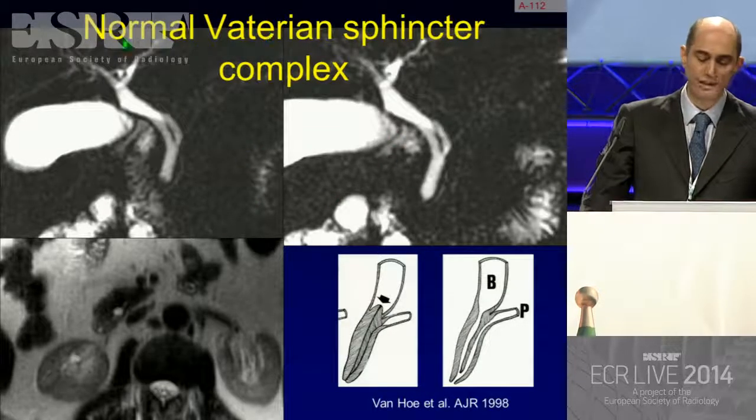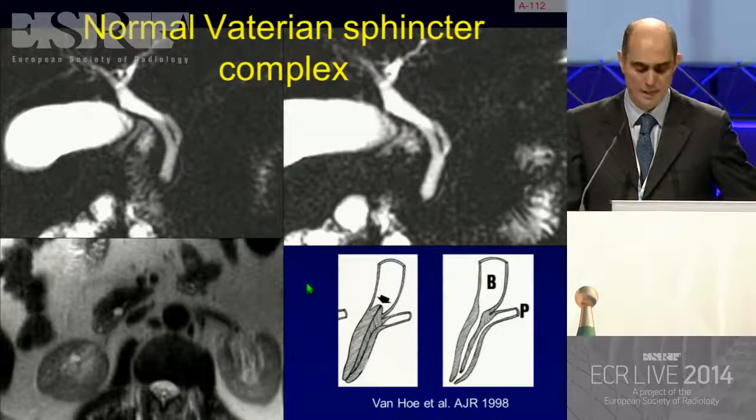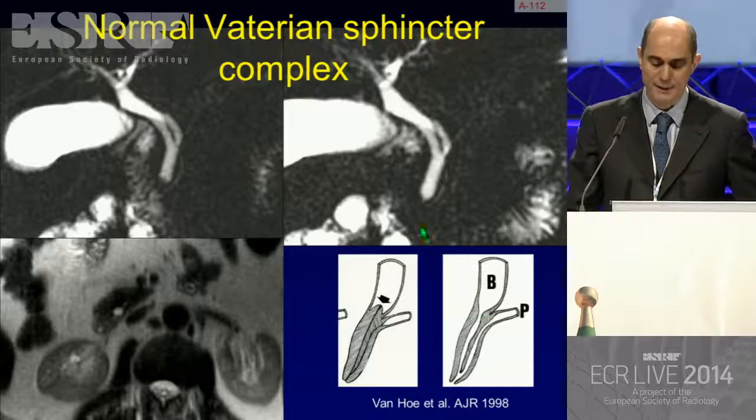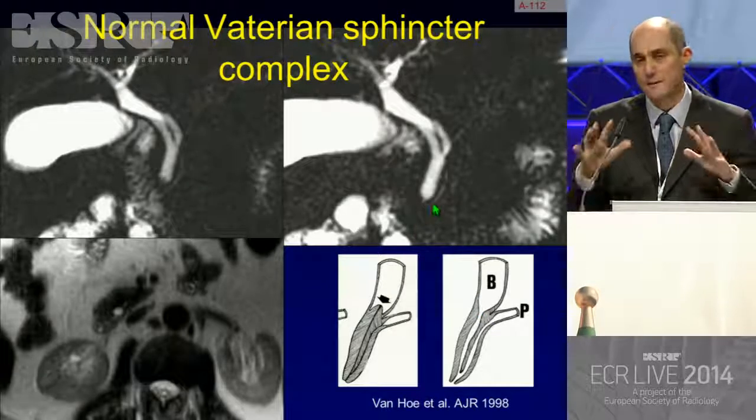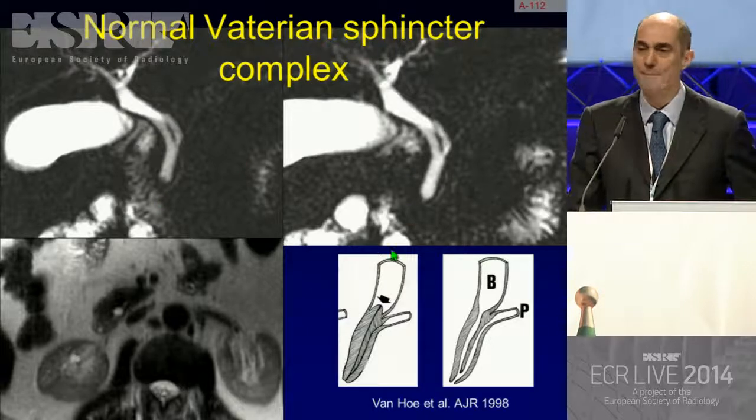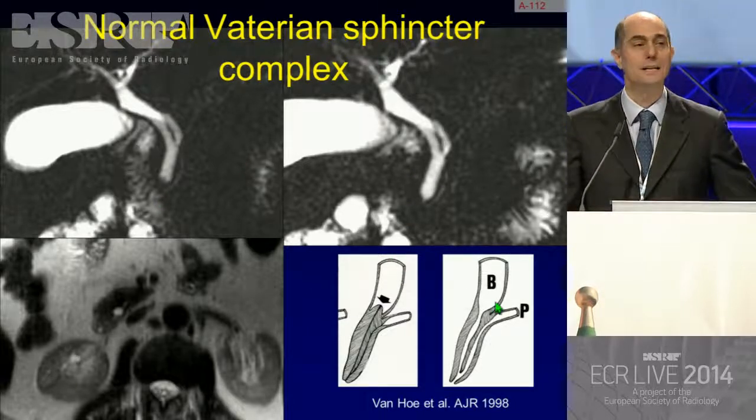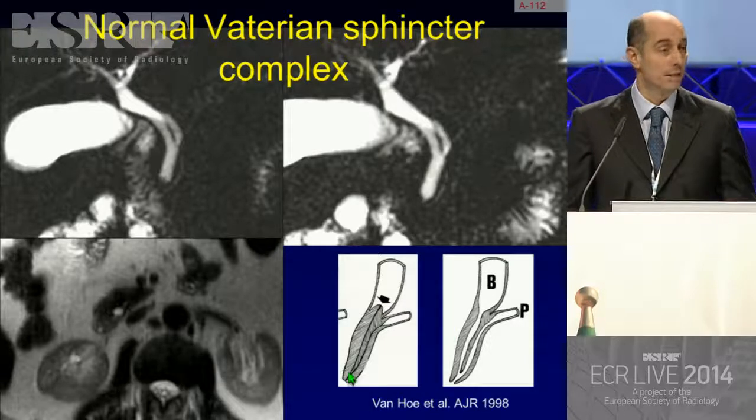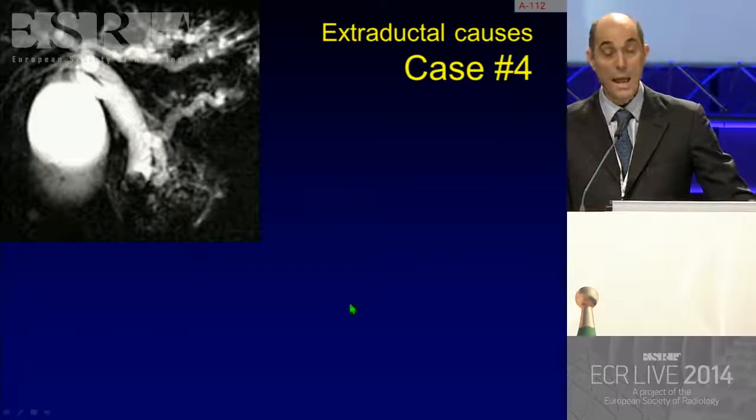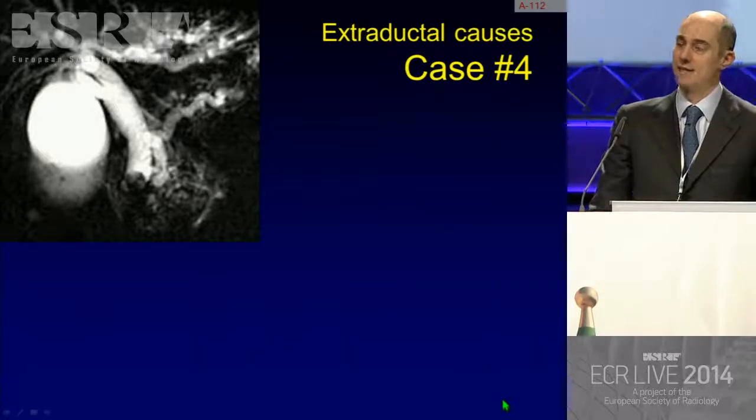This is the normal sphincter complex, which may close, like in this case, or may open, like in this case, I mean the same patient. So I would like you to remember that these changes that may occur in the distal third may be due to a normal anatomic structure. And this is a very interesting case, I think.